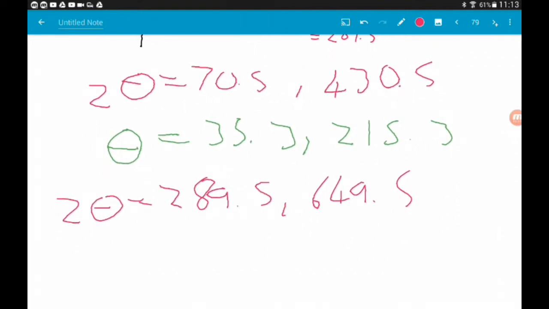So we now need to divide those two by 2 to get our values for theta. So 289.5 divided by 2 and then round it to one decimal, we get 144.8. And then if we do the same for 649.5, we get 324.8. So that are our 4 solutions to the equation. Good times.